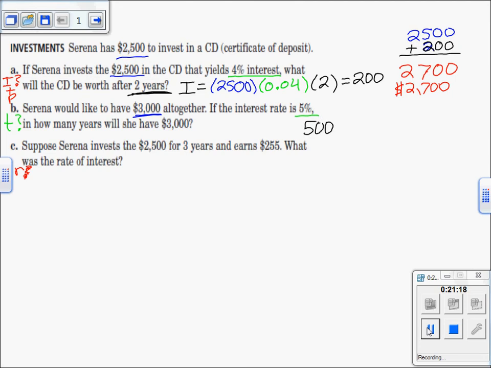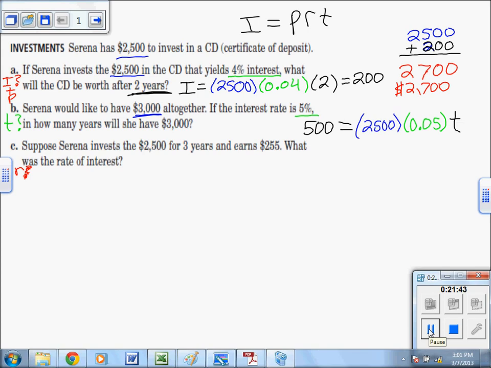In our formula, interest equals principal times rate times time. We actually know the interest amount, so we're going to fill in the ones that we know, and solve for the one that we don't. We know the interest, the principal, and the rate, we just do not know the time. So plug in for everything that you have. You have your $500 of interest, your $2,500 principal, and your rate as a decimal. We just don't know the time.